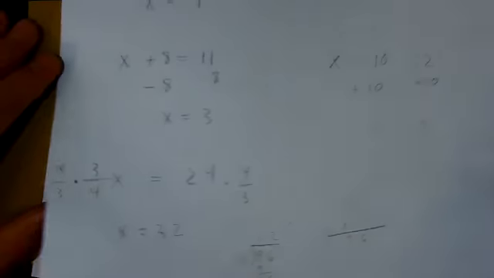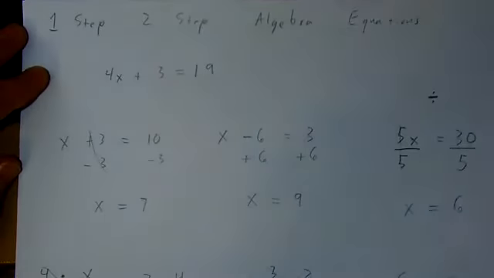Now moving on to two-step problems. Let's take that first one that we wrote. Somebody got it written out. 4x plus 3 equals 19.